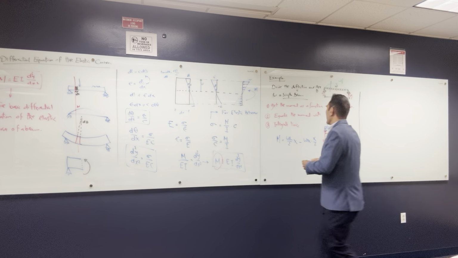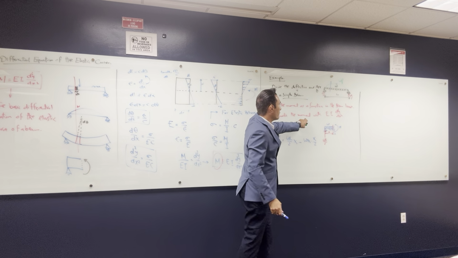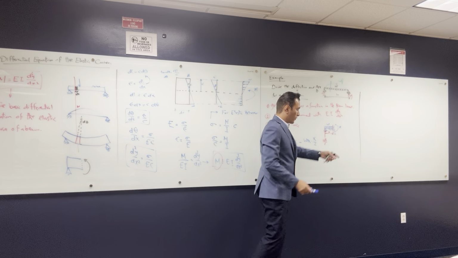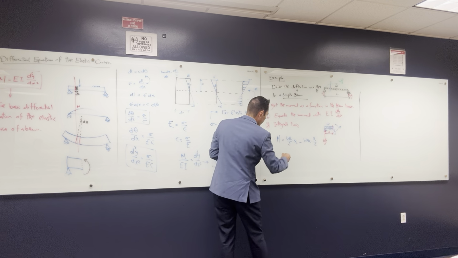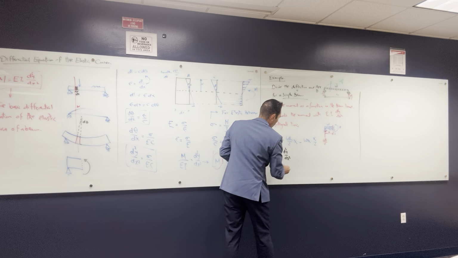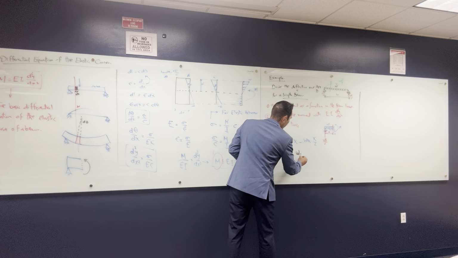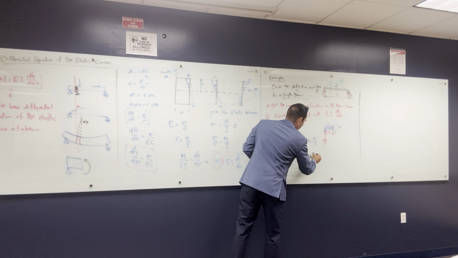All right, so I got this. What is the next step? Equate the moment with EI. So what I'm going to do, I'm going to say that this is equal to EI d squared y over dx squared, and this is going to be equal to WL over 2 multiplied by x minus W x squared over 2.